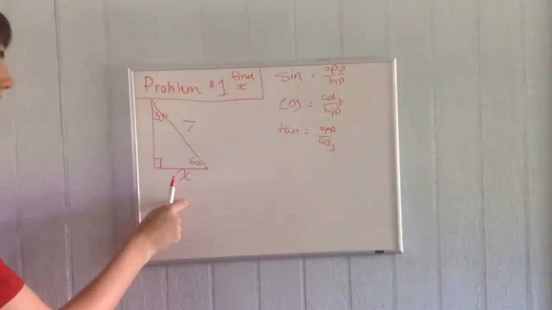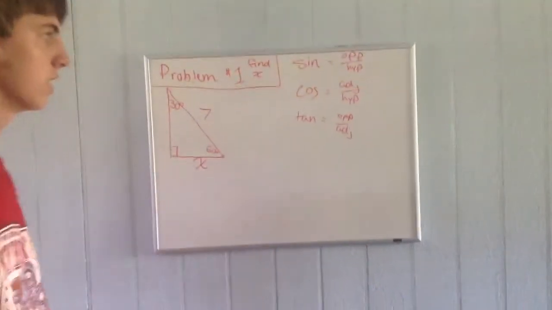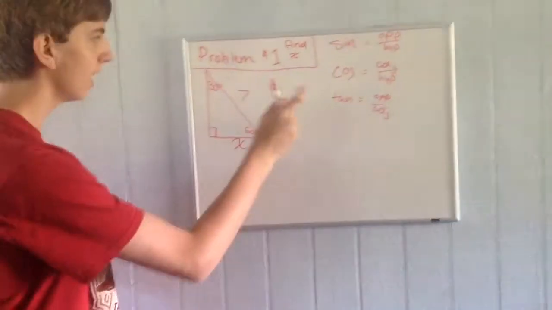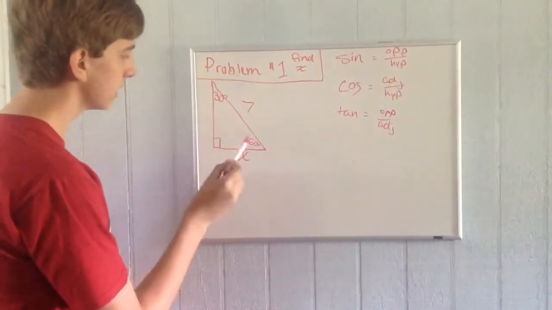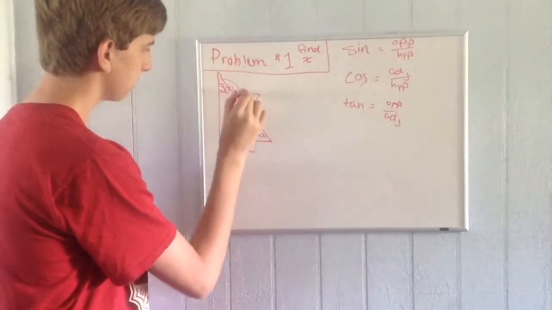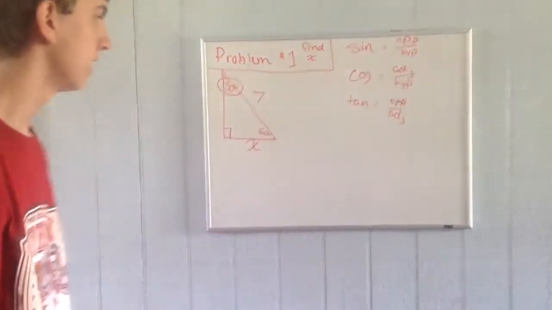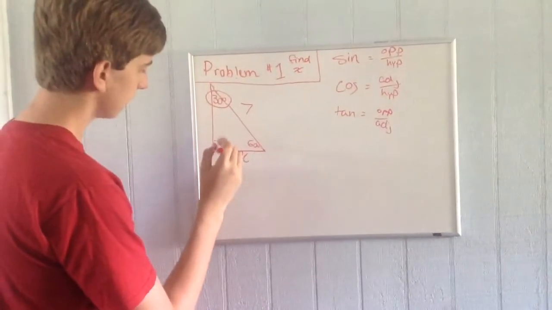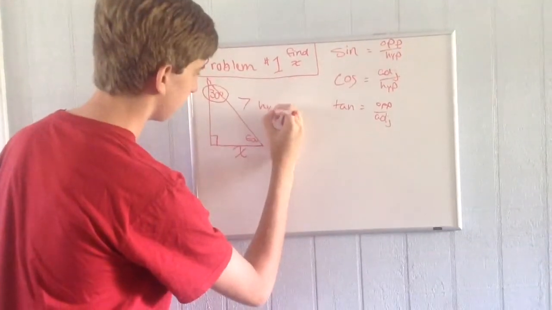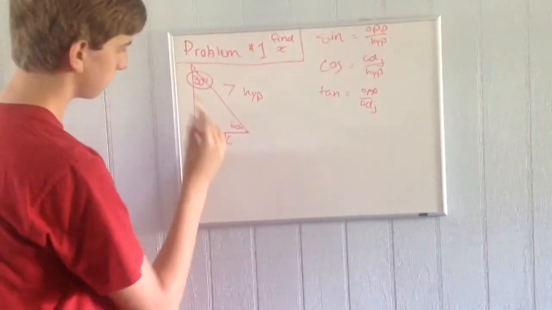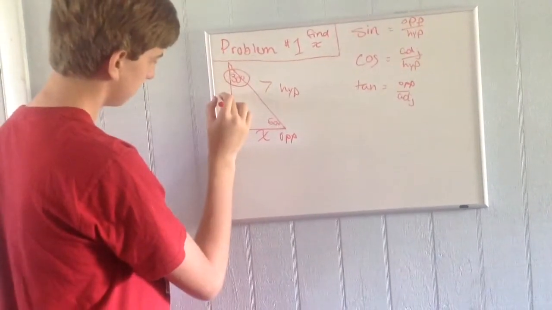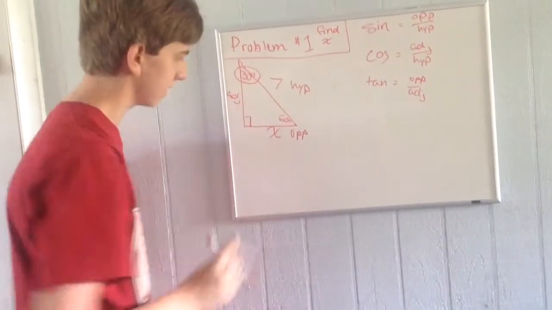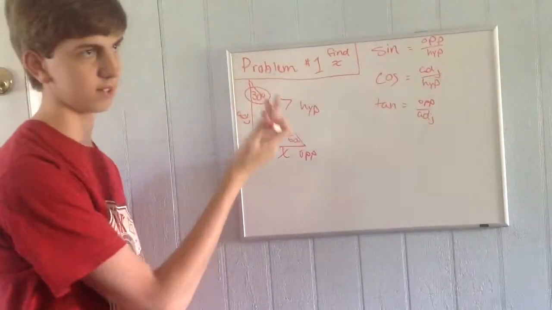This is problem 1. We need to find x, and to do so, we need to figure out whether or not to use sine, cosine, or tangent. Now, you can choose an angle, 30 degrees or 60 degrees. In this problem, I'm going to choose 30 degrees. Now, you label your sides. Across from the 90 degrees will be the hypotenuse. Across from the given angle will be the opposite. And what's left will be the adjacent, or next to 30 degrees.